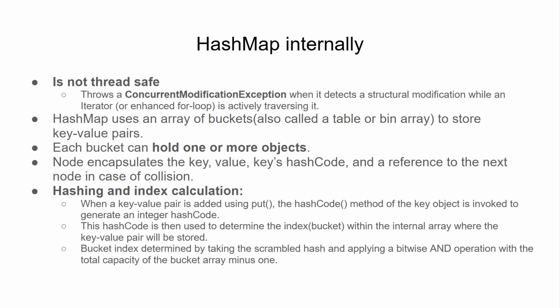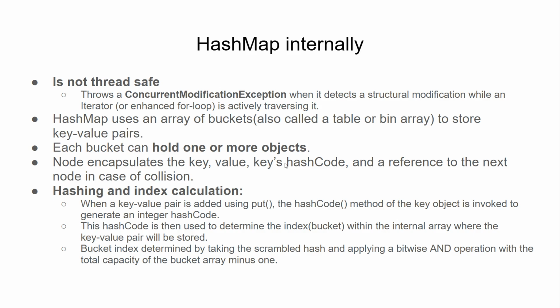The HashMap uses an array of buckets, also called table or bin array, okay, to store key value pairs, and each bucket can hold one or more nodes, okay, and the nodes will encapsulate the key, the value, the hash code, and a reference to the next node in case of collision.